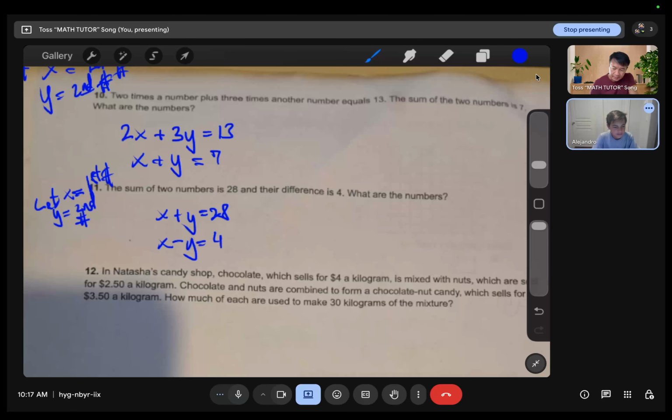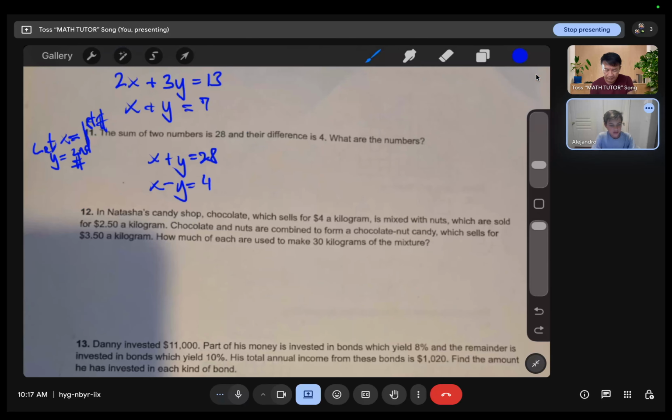Good. And would you agree you would do the elimination or addition method, right? Add them straight down to get rid of the Y. Yeah, I'll do addition. Very good. Okay, what about 12?